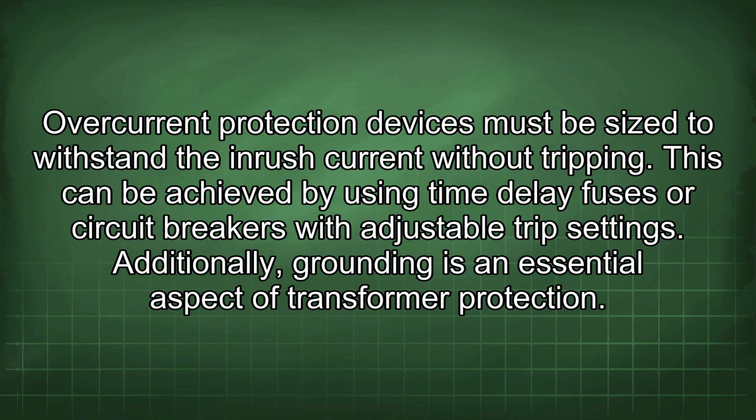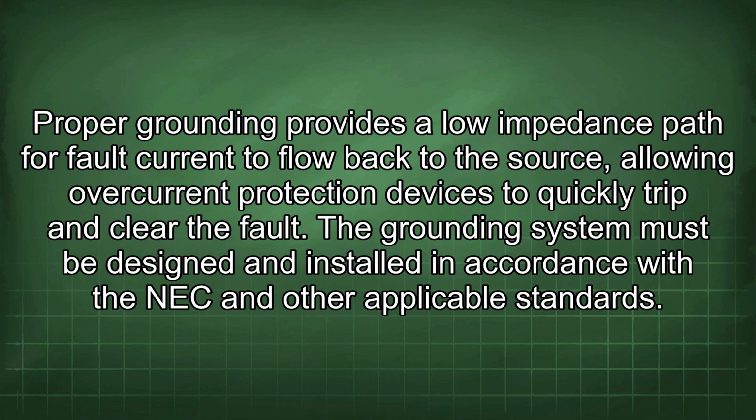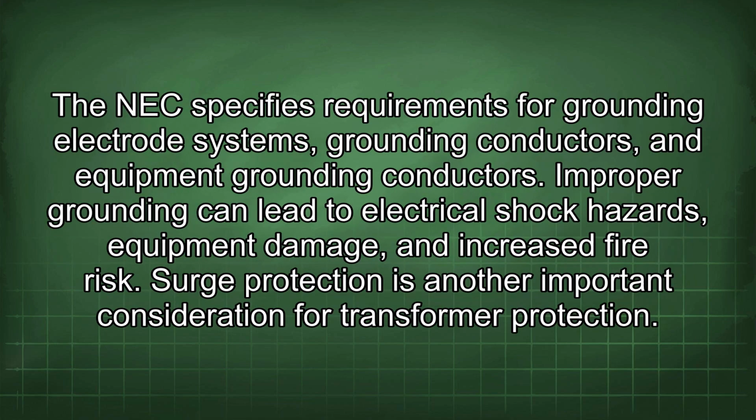Additionally, grounding is an essential aspect of transformer protection. Proper grounding provides a low impedance path for fault current to flow back to the source, allowing overcurrent protection devices to quickly trip and clear the fault. The grounding system must be designed and installed in accordance with the NEC and other applicable standards. The NEC specifies requirements for grounding electrode systems, grounding conductors, and equipment grounding conductors. Improper grounding can lead to electrical shock hazards, equipment damage, and increased fire risk.